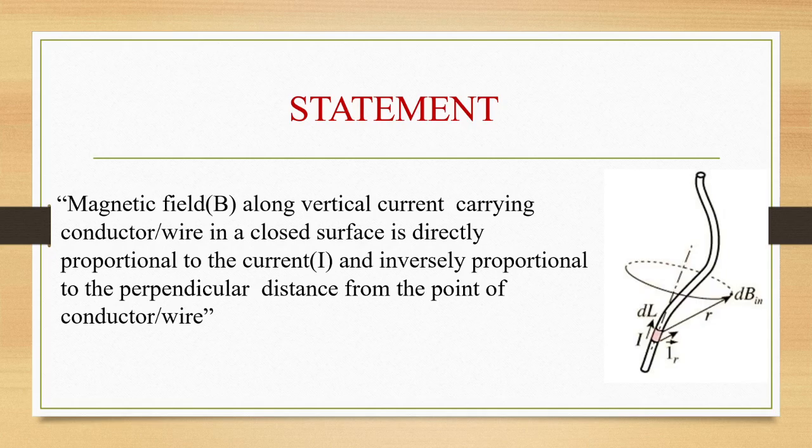So from the definition of cross product, we can write dH is equal to I dL into aR by 4 pi R square, or I dL into R by 4 pi R cube. The direction of dH can be determined by the right hand thumb rule, with the thumb pointing in the direction of current and the right hand fingers encircling the wire in the direction of dH. We can use the right hand screw rule as well along the direction of the wire. The direction of advance of the screw will be the direction of dH.